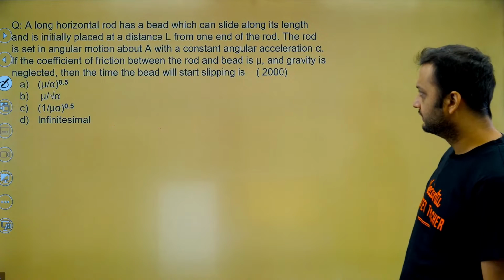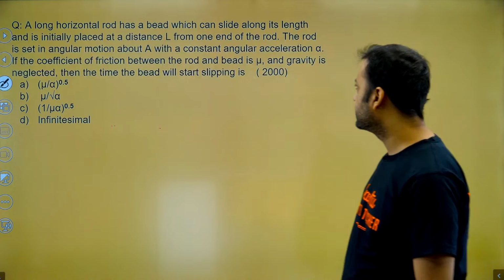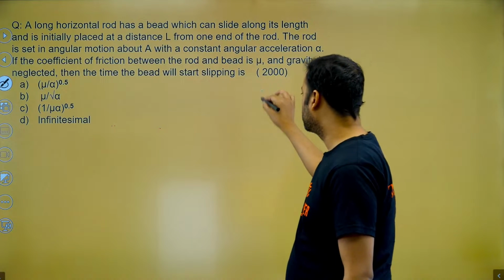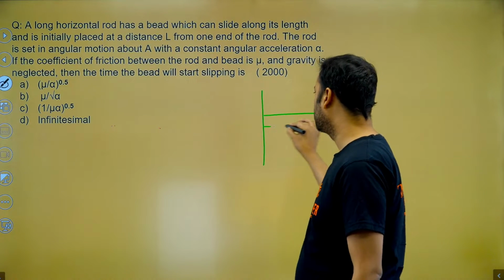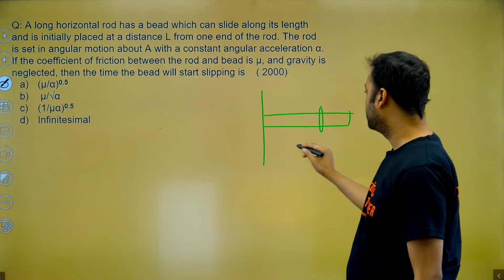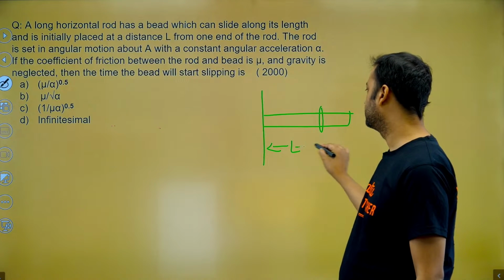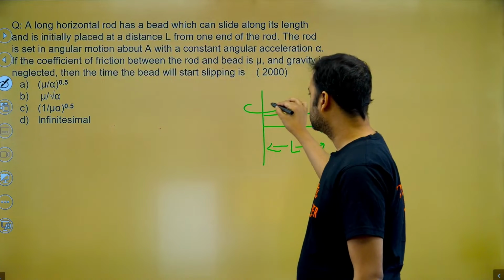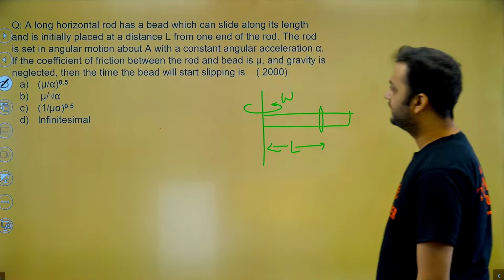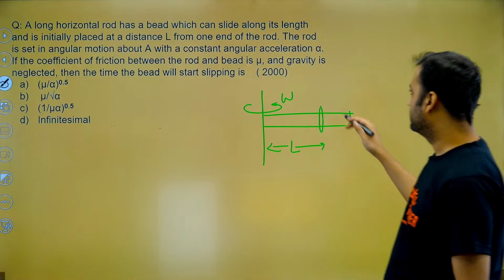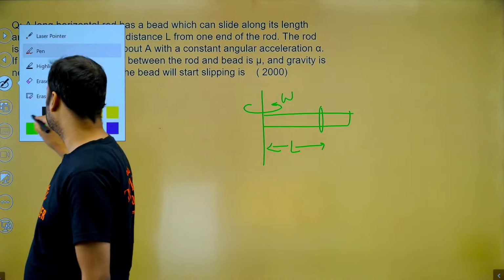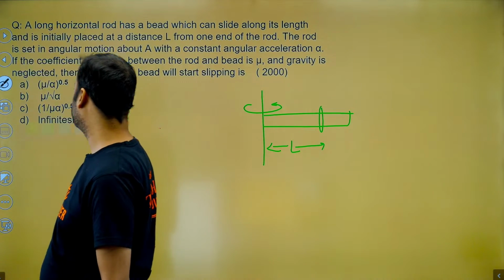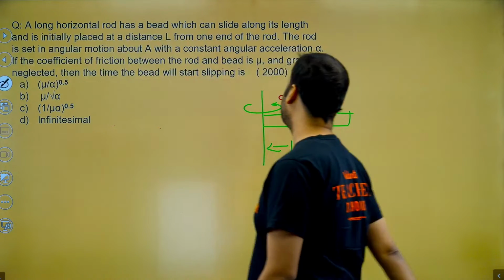Let us see this question. A long horizontal rod has a bead which can slide along its length and is initially placed at a distance L from the one end of the rod. So basically this is the axis and this is the rod, and let us say the bead lies here and this distance is L. It is set into angular motion about it. So basically it is rotating with constant angular acceleration alpha. This is the value of the angular acceleration.